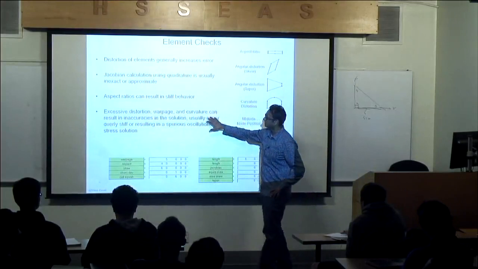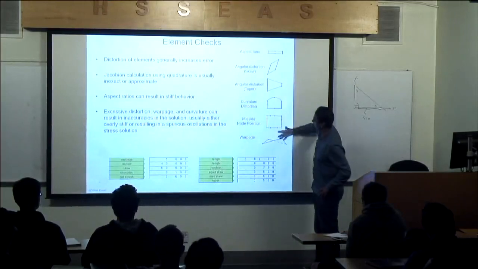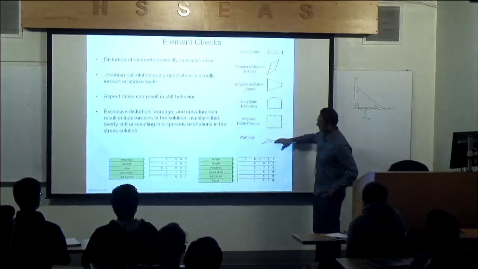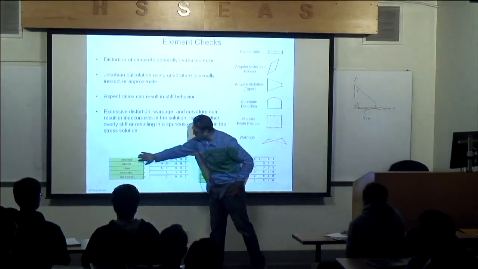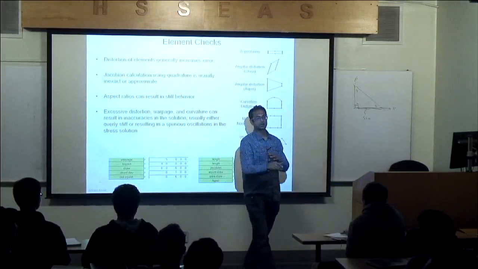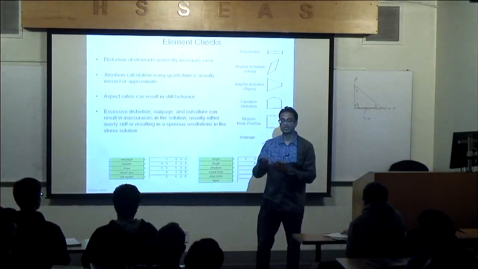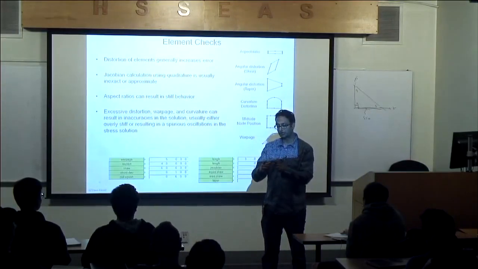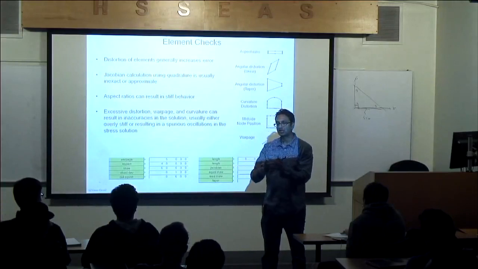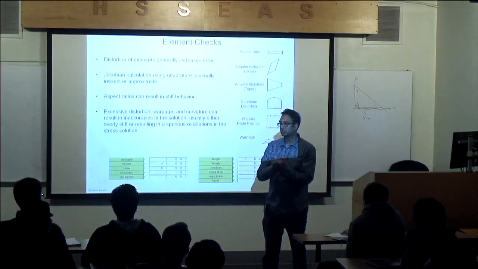and then you definitely don't want to have excessive distortion, warpage, or curvature. Here I give you examples of different things you could have. And these are checks in Hypermesh. They're meant to prevent and safeguard those finite element models from being inaccurate. One of the reasons is that if you have a highly distorted element, your Jacobian is going to be troublesome in value.